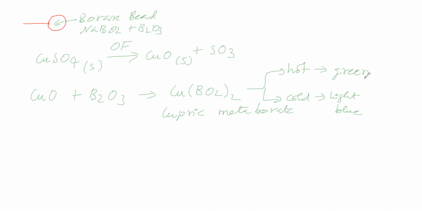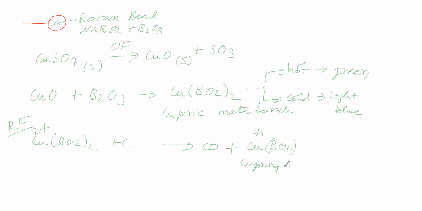This cupric metaborate is then introduced into the reducing flame. The reducing flame contains unburnt carbon. That unburnt carbon takes oxygen and becomes carbon monoxide. Now cupric becomes cuprous, and we are getting cuprous metaborate.